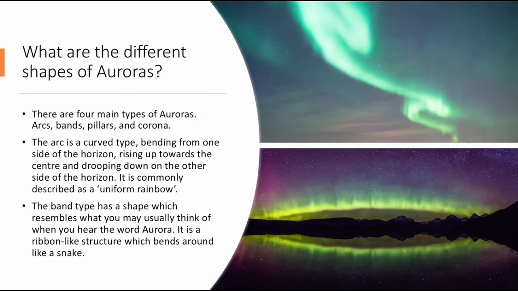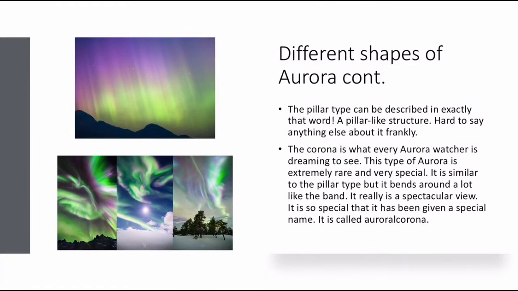The band type has a shape which resembles what you may usually think of as an aurora, a ribbon-like structure which bends around like a snake. Got two pictures on the right there. You should be able to order them. I've put them the wrong way around to confuse you. Now the pillar type can be described in exactly that word, a pillar-like structure. Nothing really else to say about that, that's it.